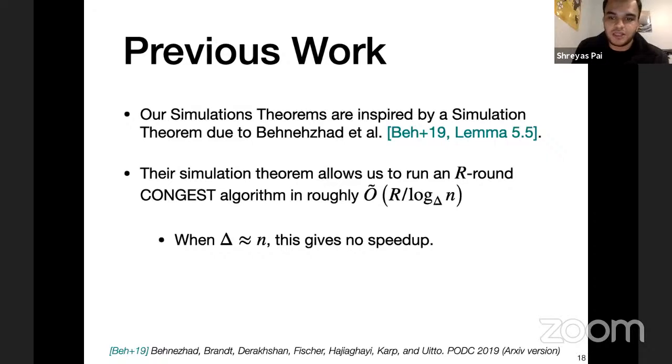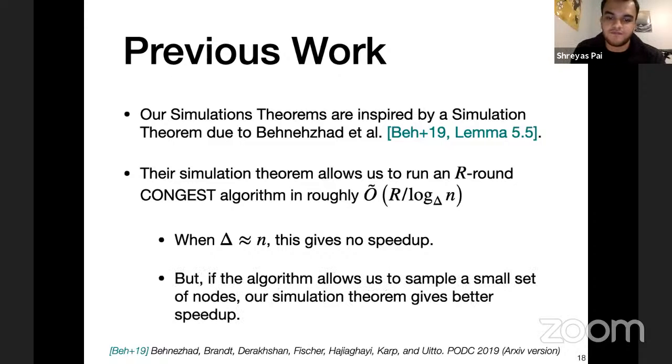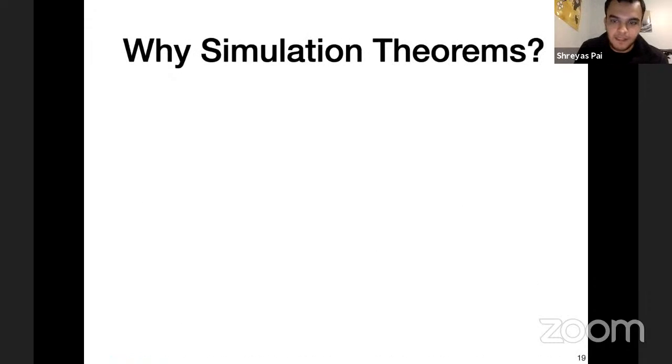But these simulation theorems are very weak. In particular, when delta is roughly linear, this doesn't give any speed up. But even in this setting, if the algorithm allows us to sample a small set of nodes, then our simulations give a much better speed up.